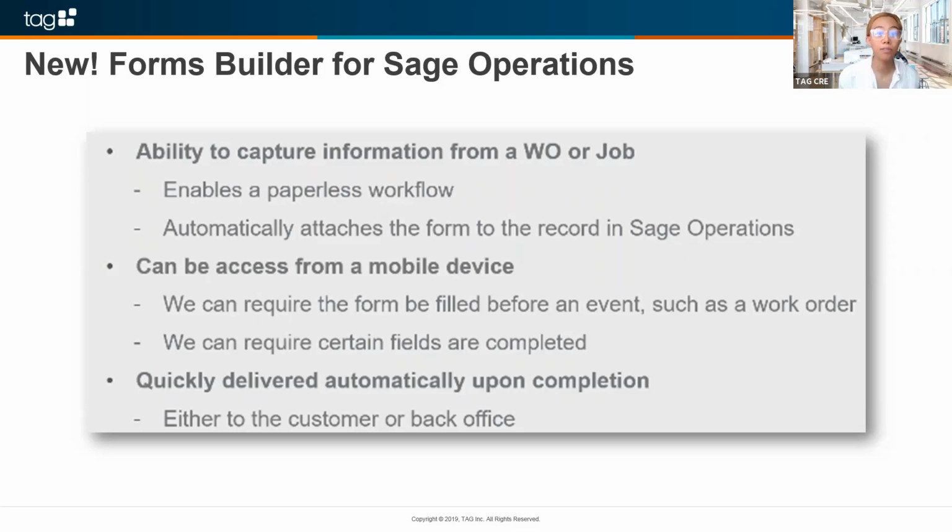This can be accessed from a mobile device, and you can require it to be filled out before an event. So maybe you need that particular inspection report to be completed before you can complete a work order. These are things or workflows that you can set up in the system. And you can also require that certain fields are completed, so you're never missing any bit of information that you need to have.